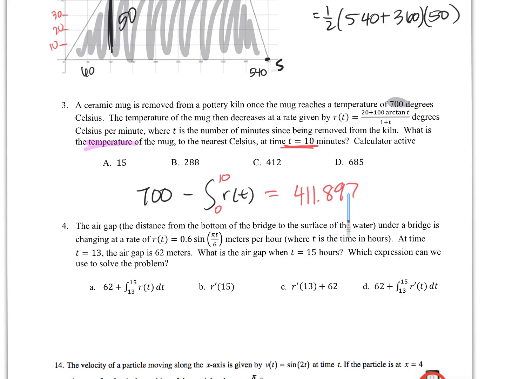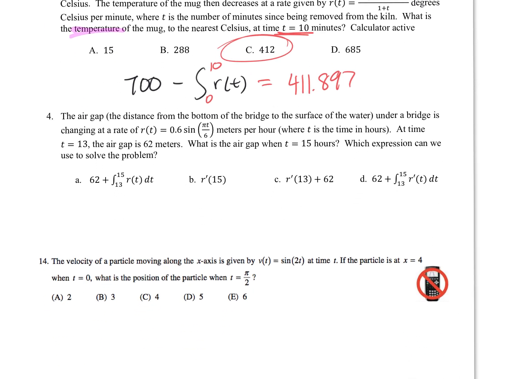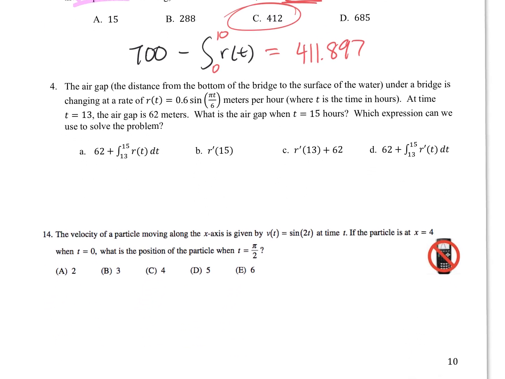That is hot. It's 412. Oh, I didn't even see that as multiple choice. Thanks, buddy. To the nearest degree Celsius will be 412. Good job. Okay, last two, and then we're going to get some other stuff going.